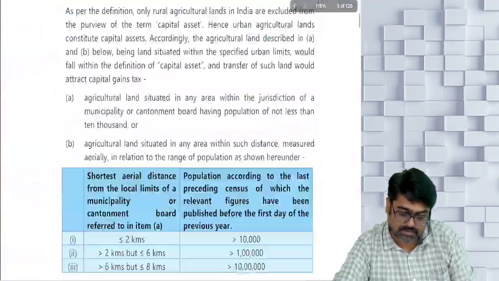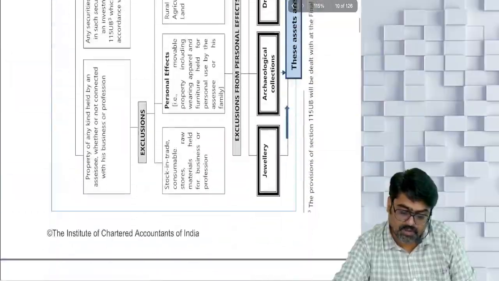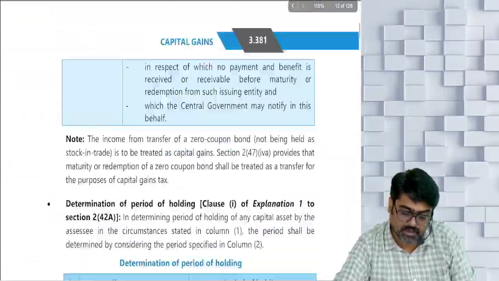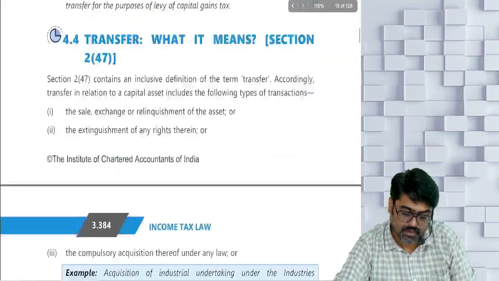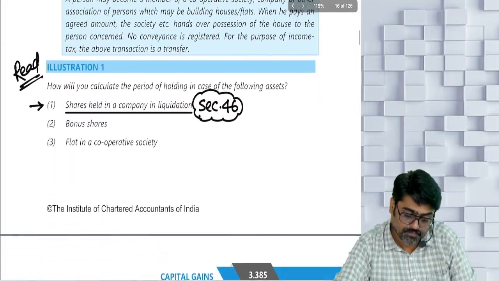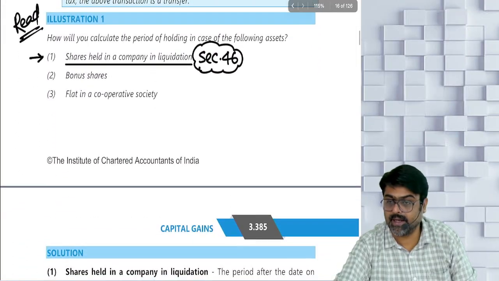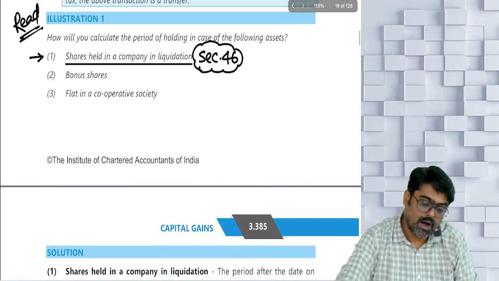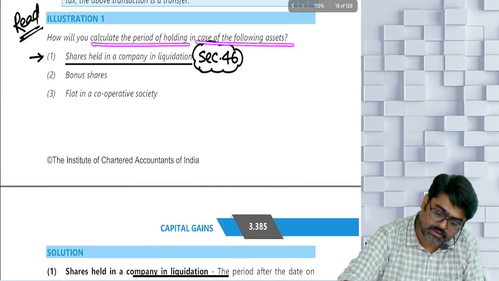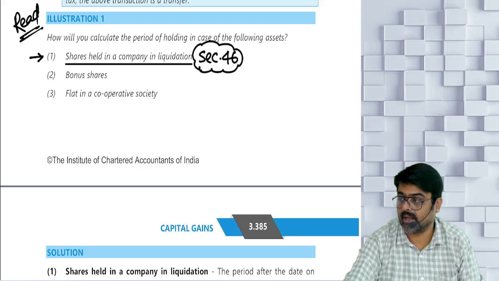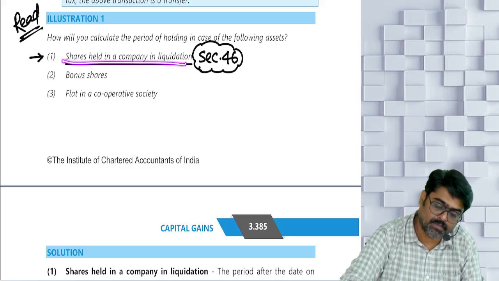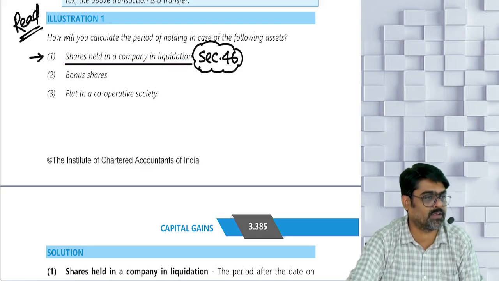We have done that illustration number 1. One small part of that illustration was remaining. Do you remember? Page number 3.384. How will you calculate the period of holding in the case of the following assets? Shares held in a company in liquidation. Do you remember section 46 we did?